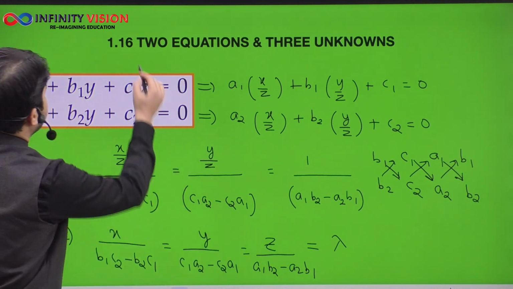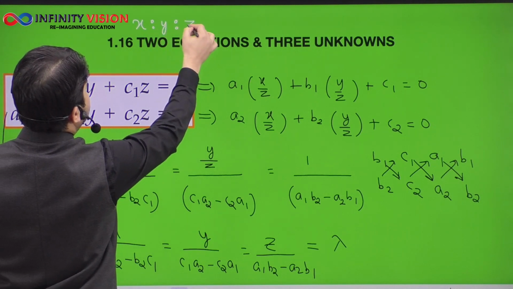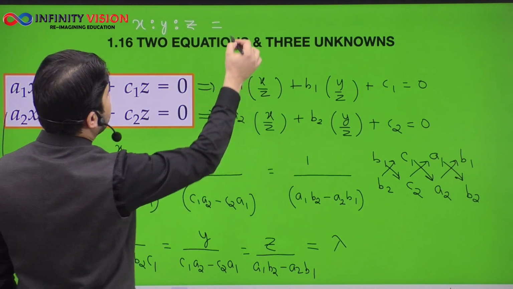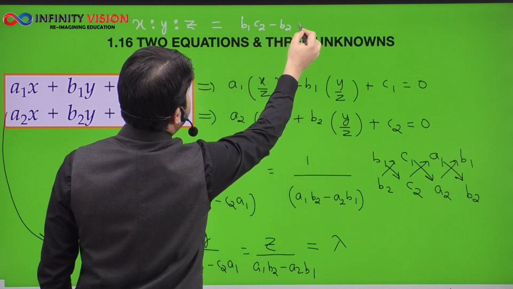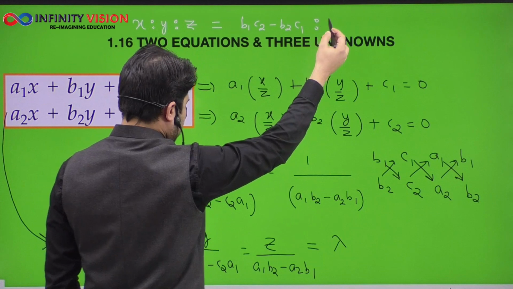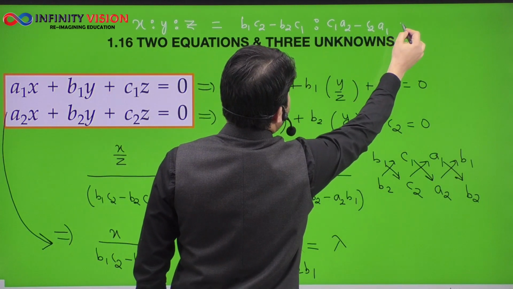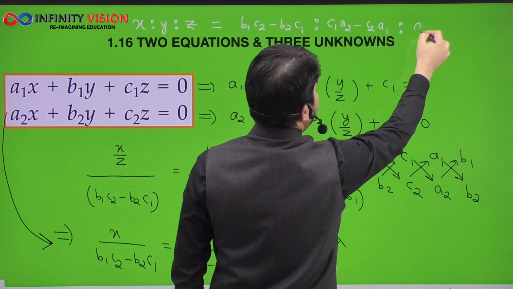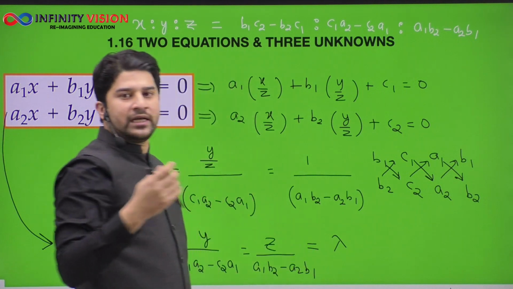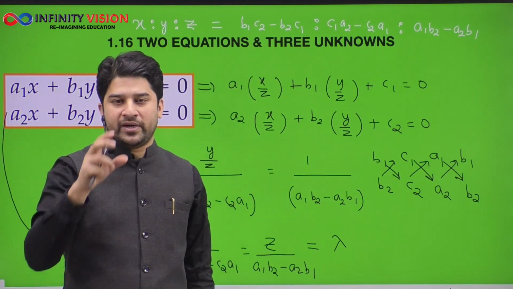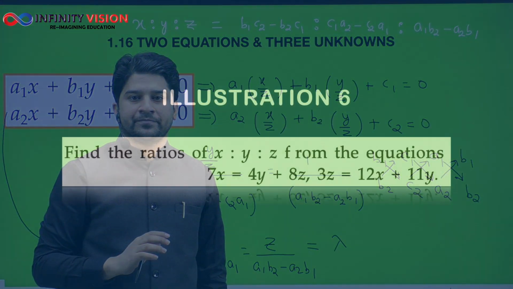your solution that x is to y is to z is nothing but b1 c2 minus b2 c1 is to c1 a2 minus c2 a1 is to a1 b2 minus a2 b1. So definitely we were not able to solve for x, y, z, but definitely I know in what proportion they are.